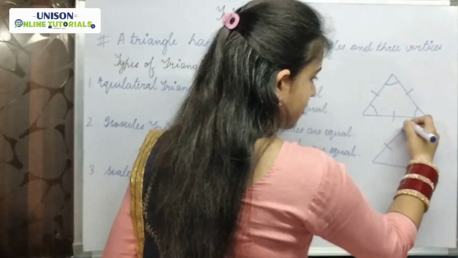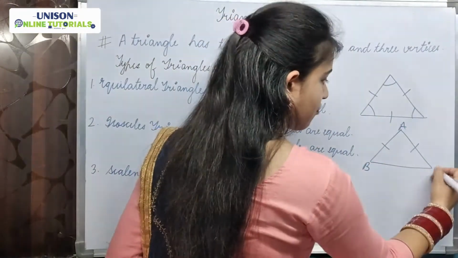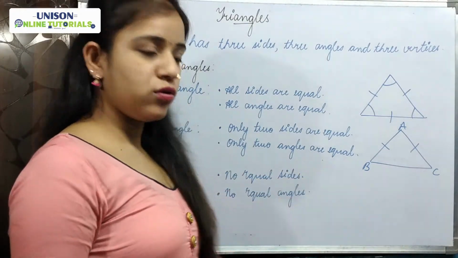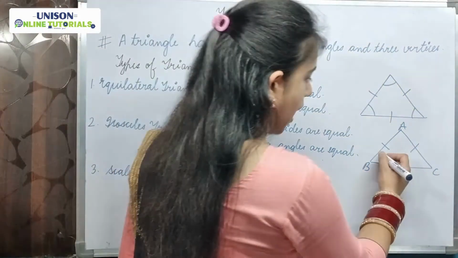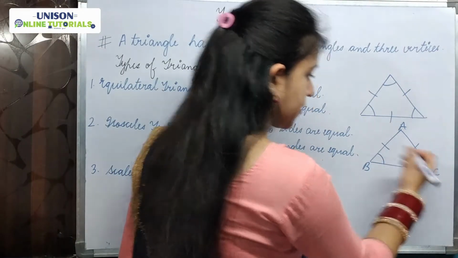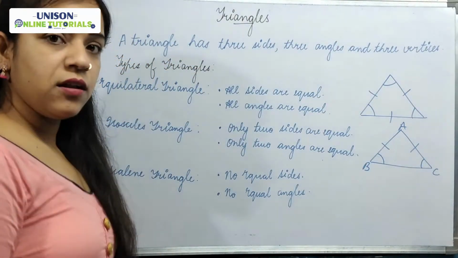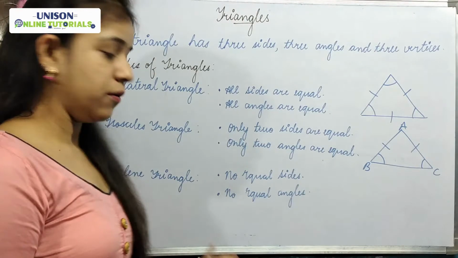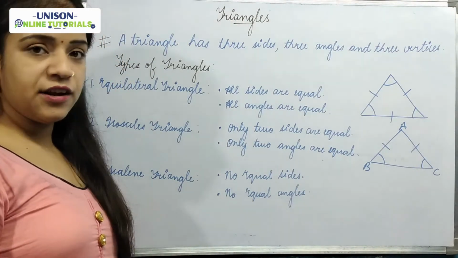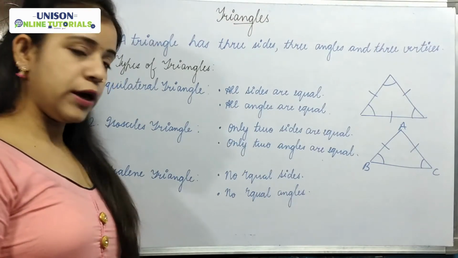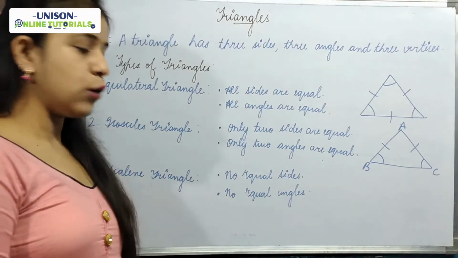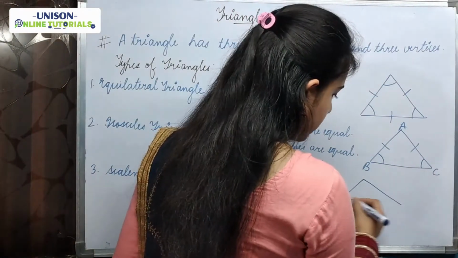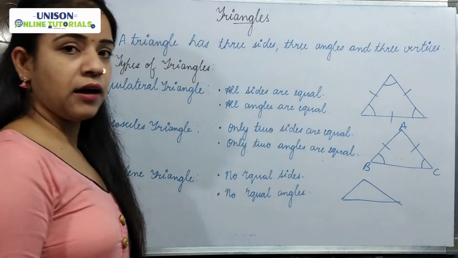So if this is a triangle ABC, which is an isosceles triangle, it is given that AB equals AC, because only two sides are equal. Therefore angle B equals angle C. So in an isosceles triangle, only two sides are equal and two angles are equal. Last we have the scalene triangle, in which no sides are equal and no angles are equal.